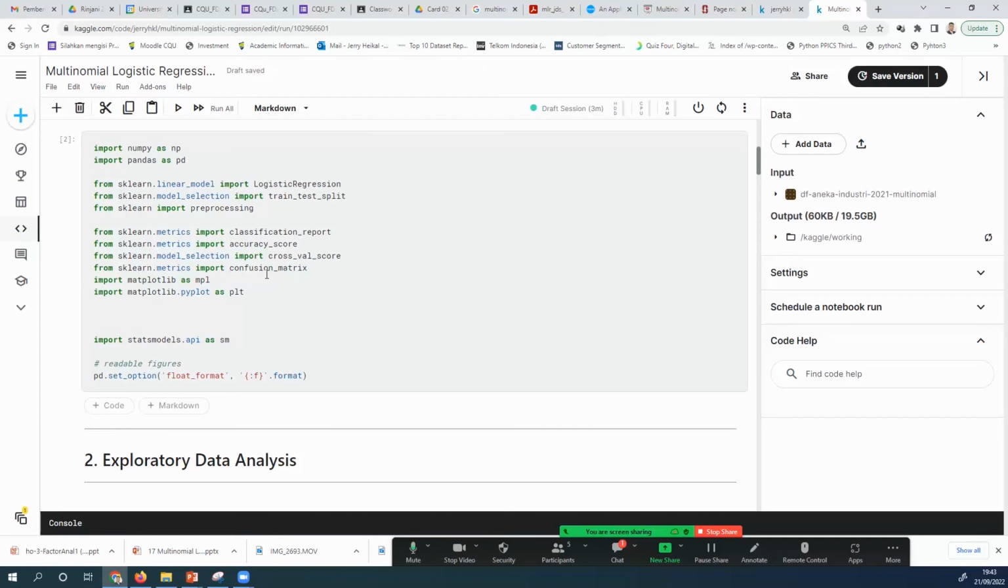How many percent is the accuracy, using the confusion matrix. And from matplotlib, we import matplotlib as mpl and matplotlib pyplot as plt for the visualization. And then we import statsmodels.api as sm to get the statistical result.